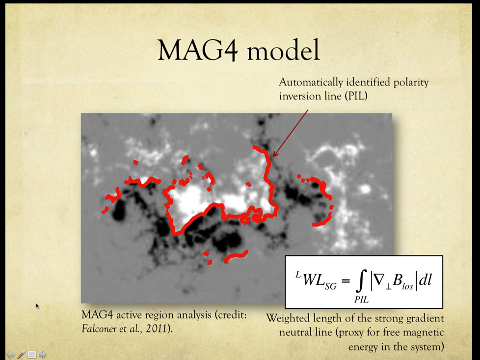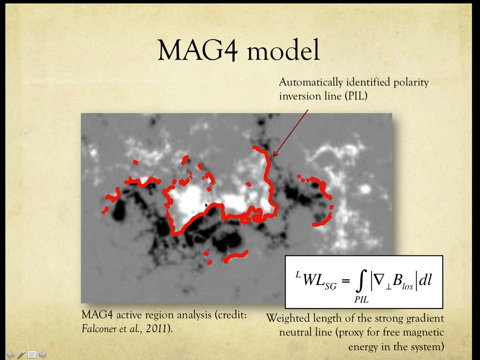To discuss how the free magnetic energy proxy is used in the model. So here's now an example of identified active region from step one of the MAG4 model. So the color coding here now gives the intensity of the line of sight component. I believe this is from SOHO MDI instrument data.